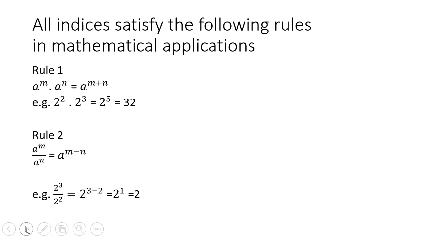We subtract. Then A raised to power M divided by A raised to power N, then we get something like A raised to power M minus N. For example, 2 raised to power 3 over 2 raised to power 2, we get 2 raised to power 3 minus 2, which will give us 2 raised to power 1. Then we'll get a 2.